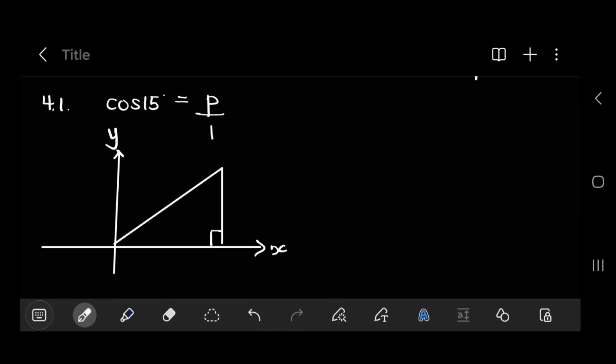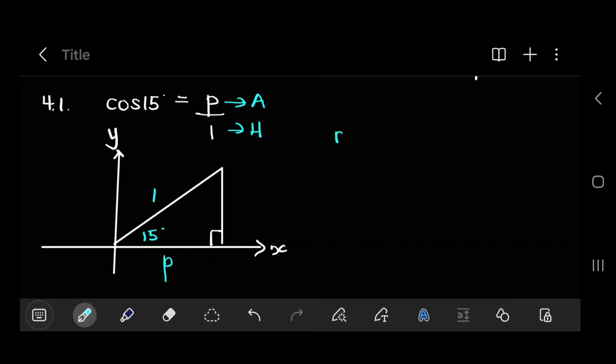Once you have your triangle drawn, fill in the information that you're given. So according to what's given, we've got adjacent over hypotenuse. The angle that we're working with is 15 degrees. In terms of 15, here's adjacent, here's hypotenuse. Now you're going to use the theorem of Pythagoras to get the remaining side.